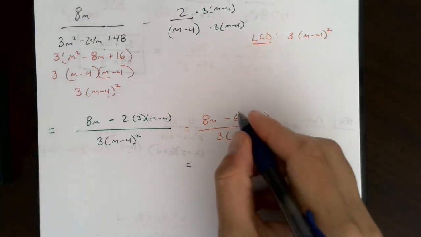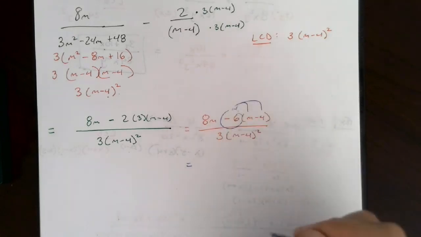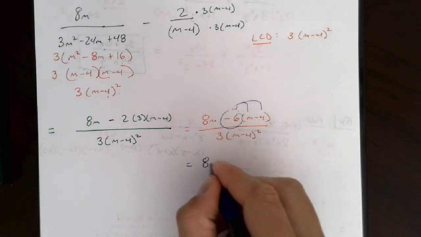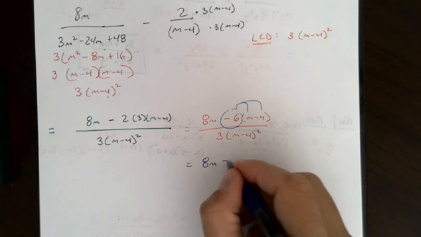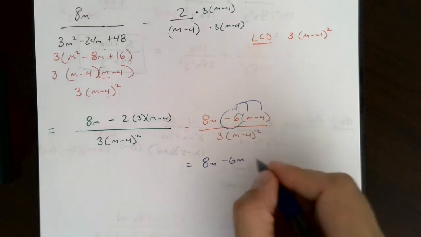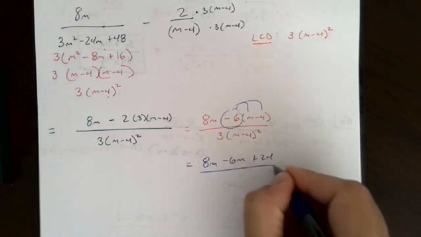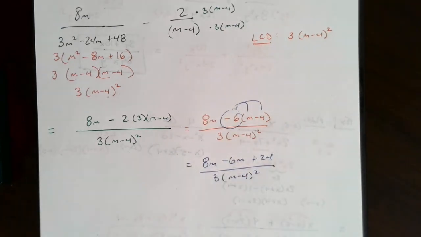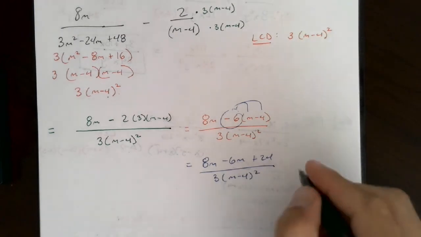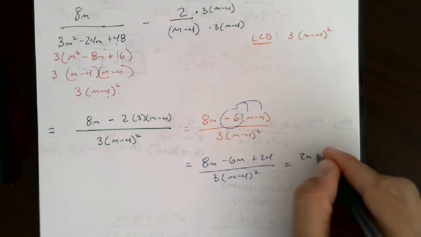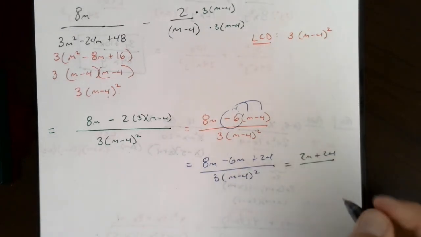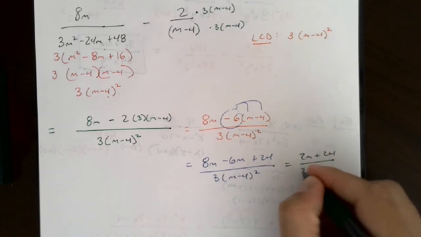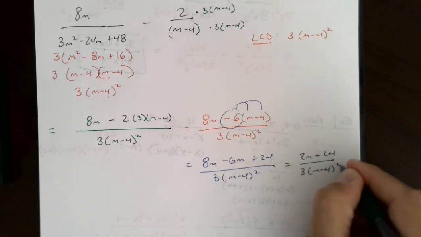And then distribute now, make sure you take the negative with it. You're taking the negative 6. So 8m, negative 6 times the positive m is negative 6m. Negative 6 times negative 4 is positive 24 over 3 times m minus 4 squared. And then this will be equal to 2m plus 24, combining like terms, over 3 times m minus 4 squared.